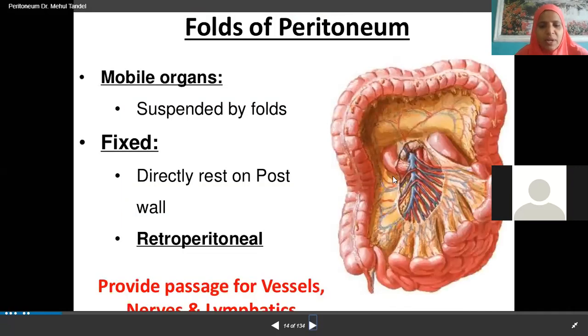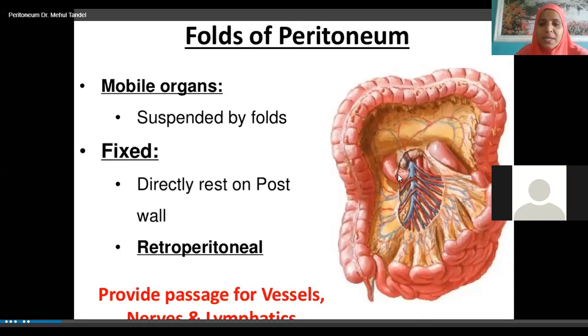So what is this fold of peritoneum you are finding here? This is mesentery. Okay. Are you finding coils of small intestine here, Ritika? Yes, ma'am. So all these coils of small intestine are suspended from the posterior abdominal wall by means of a fan-shaped fold of peritoneum, that is mesentery.